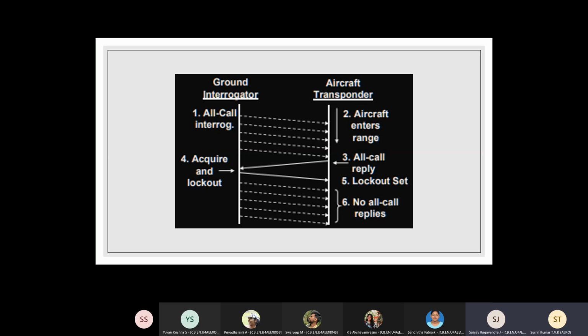And the second issue is, okay, the first issue looks quite complicated. It's all probability I'm speaking. The second issue is, once I send an interrogation pulse and one aircraft has received it and sent a reply, the all call reply, next time when the all call interrogation goes out, it should not reply. That's called lockout. So how do I ensure lockout?